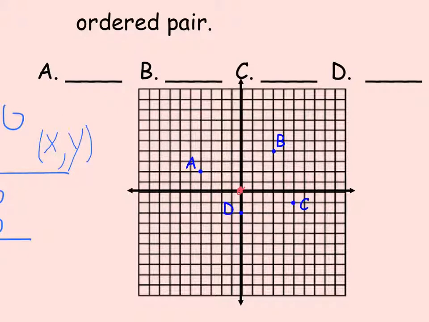For A, you have to go, and again, this is the x-axis, this is the y-axis. So you have to go over 1, 2, 3, 4. So we're going over 4. Now this is like a number line. If this is 0, these are all the negative numbers, these are all the positive numbers. So we're going over negative 4. And we have to go up 1, 2. So the ordered pair that names the location of A is negative 4, 2.